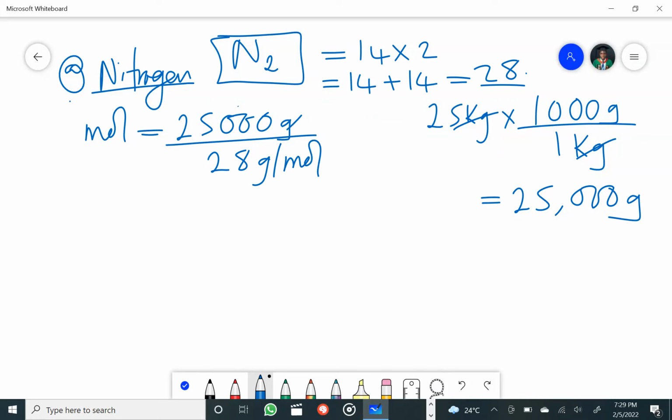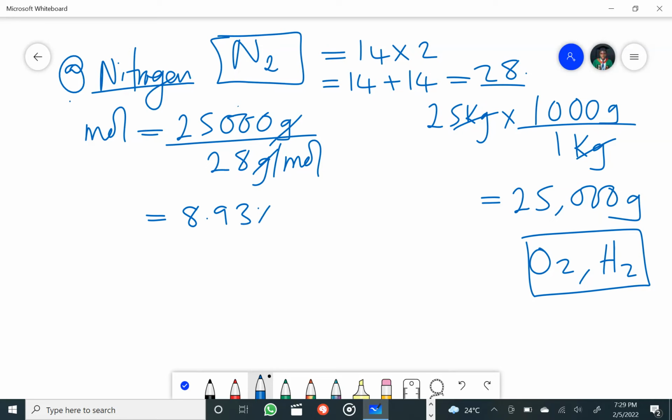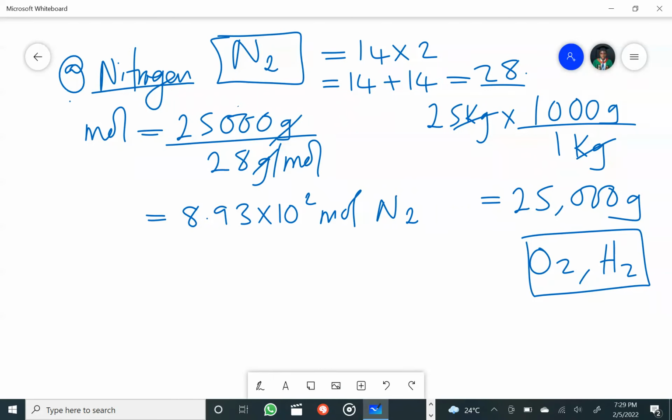28 grams per mole. The same thing we do when we are calculating things such as oxygen when it's like that, and hydrogen when it's like that, right? We multiply the atomic mass so that we get the molar mass, since it's now a molecule and not an atom. So the number of moles that we are going to get is 893. We just write it in scientific notation. But this is 893 moles of nitrogen. That's a lot, huh?